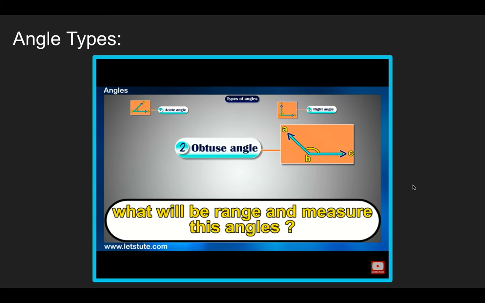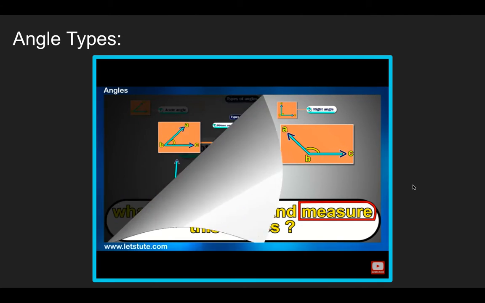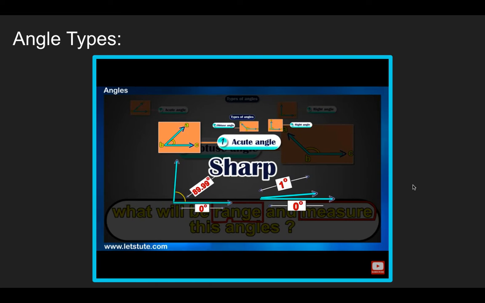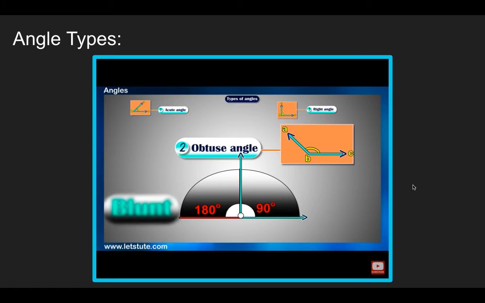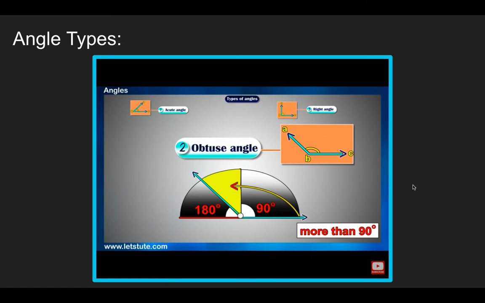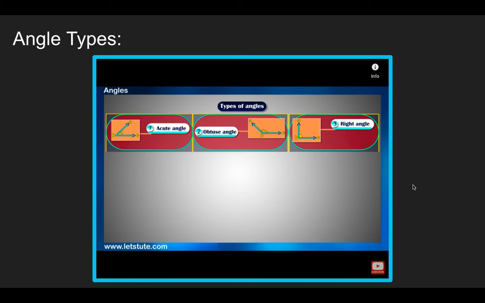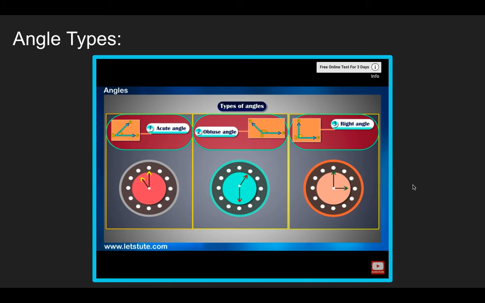So can you guess what the measure of these angles will be? Right, since acute was sharp and it was less than 90, here obtuse means blunt, so it will be more than 90 and less than 180 degrees. These angles cover only the 3 types of clocks that we have shown.